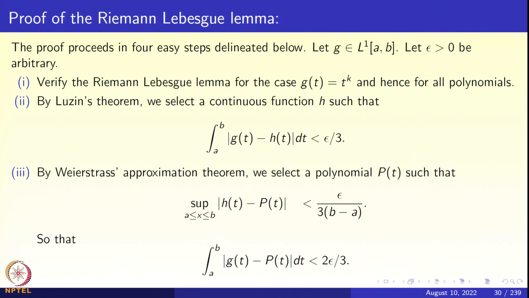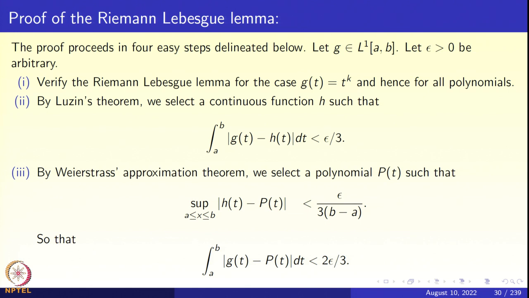Take any L1 function. By Lusin's theorem, we can choose a continuous function h such that the integral from a to b, the L1 norm, remember, integral from a to b mod g(t) minus h(t) dt is less than epsilon by 3, for example. Now, your h is a continuous function. Since h is a continuous function, appeal to Weierstrass's approximation theorem, and you get a polynomial p(t) such that the supremum of h(t) minus p(t) is less than epsilon by 3 times (b minus a).